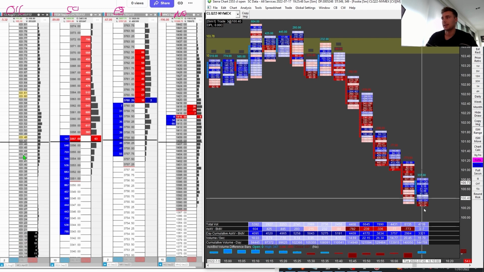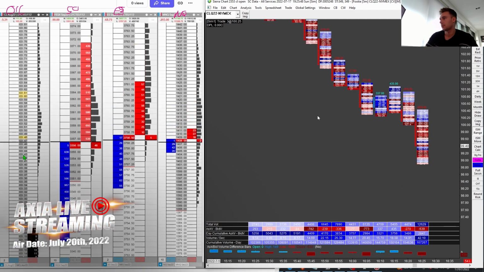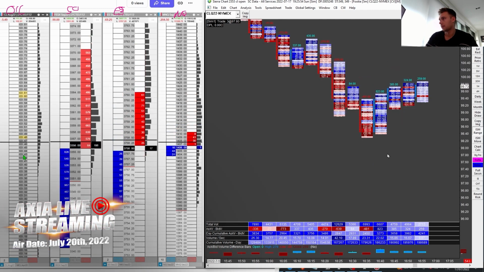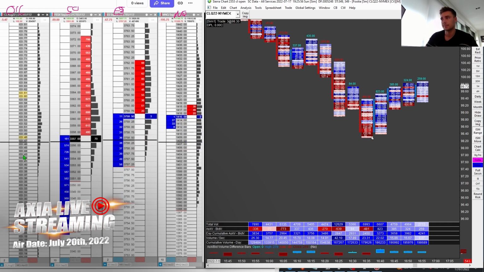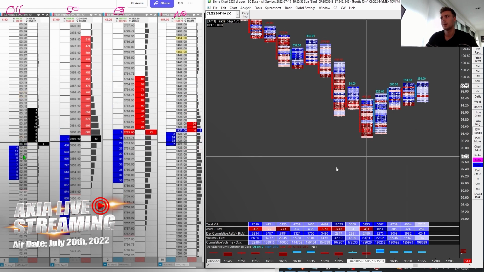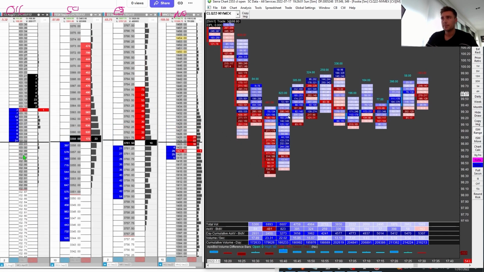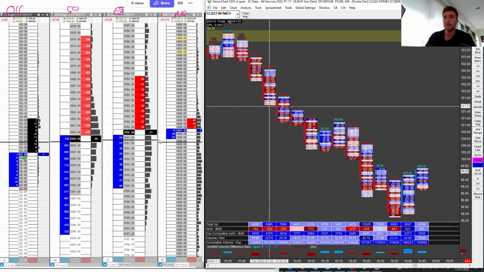This is another massive leg down through 100, 97s, 98s, and you get a nice delta reversal here on the lows. But yeah, this is just for me.